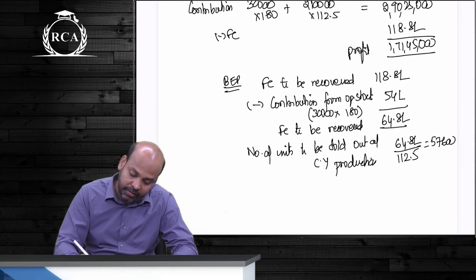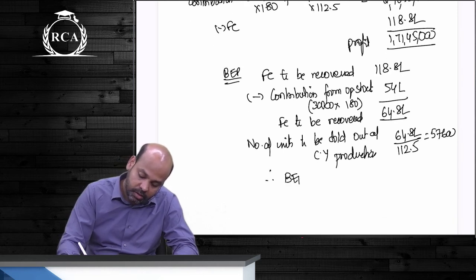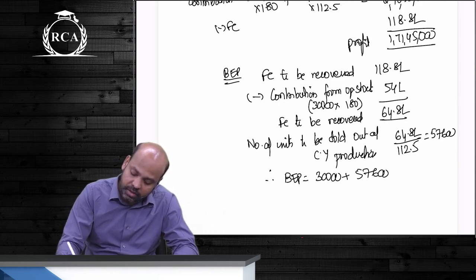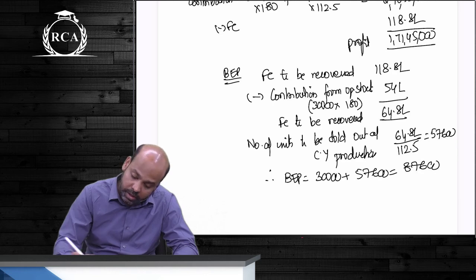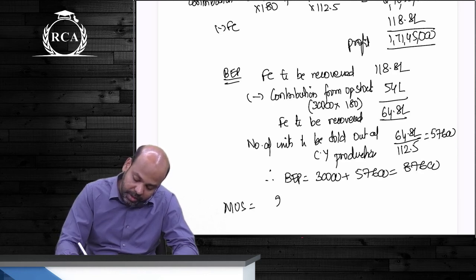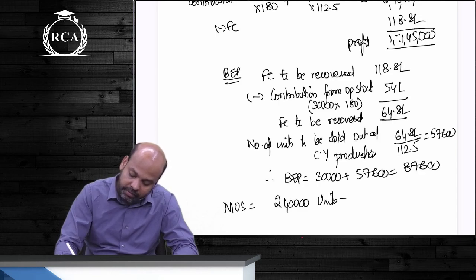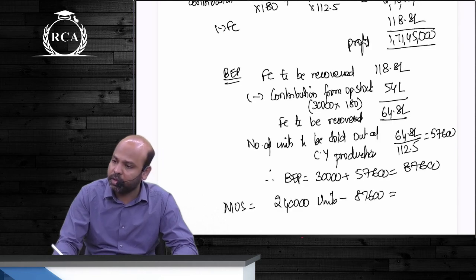Therefore total break even sales कितना हो जाएगा बेटा? 30,000 opening stock plus 57,600, this 87,600. Margin of safety guys, won't that become 2,40,000 units minus 87,600 break even point?